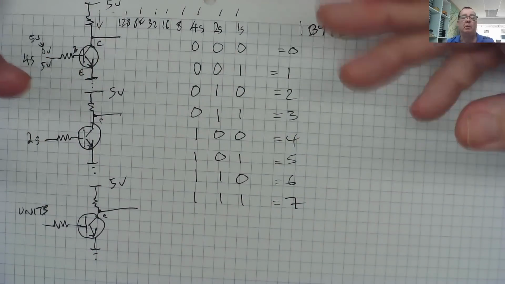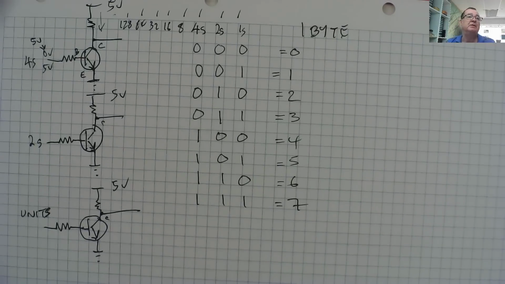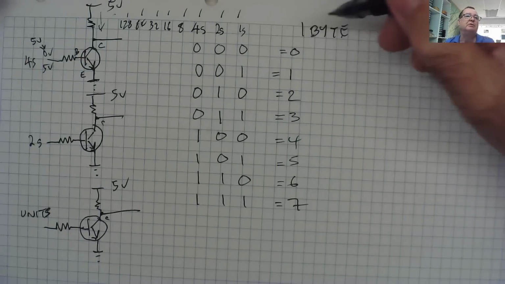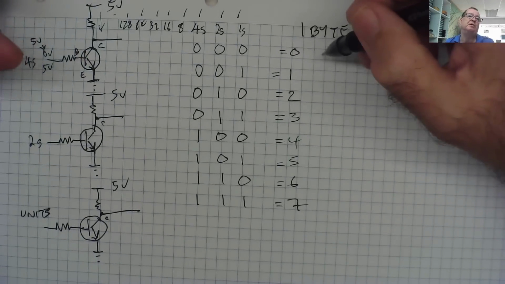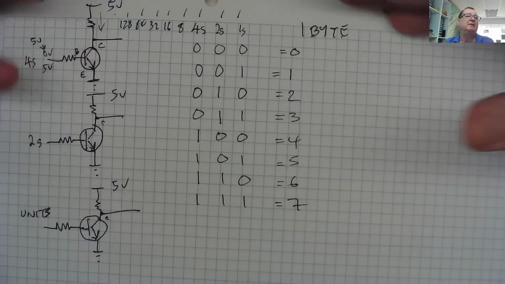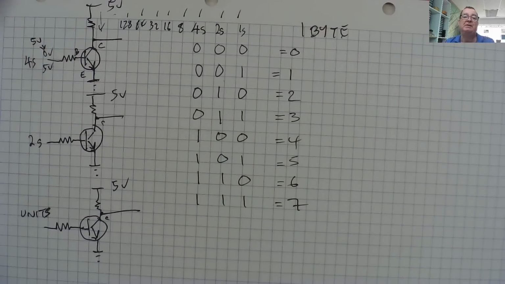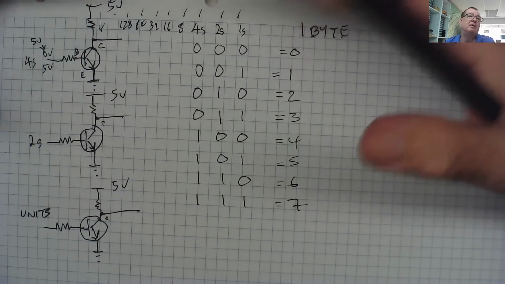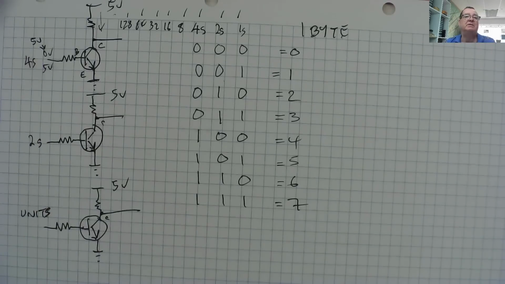And we can count up to 256. No, I tell a lie. We can count up to 255 because one of the conditions is 0. That's effectively an 8-bit processor. That's how they work. That's how they represent numbers.